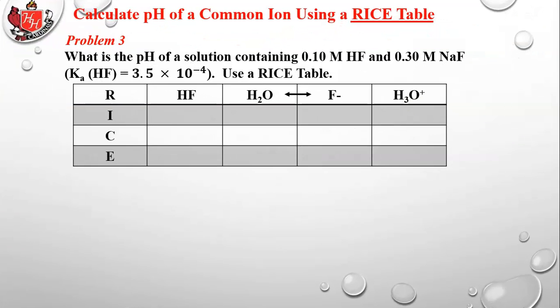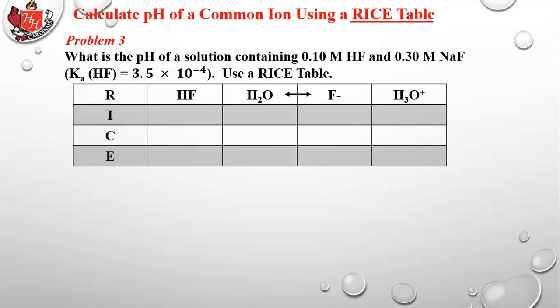Okay, now up at the top it says calculate the pH of a common ion using a Rice table. So here we go. What is the pH of a solution containing 0.1 molar of hydrofluoric acid and 0.3 molar of sodium fluoride? So again, you're given a Ka value, that's the Ka for hydrofluoric acid, and you're going to use a Rice table. So first thing you've got to ask, what happens to sodium fluoride when you put it in water? Again, you go to your solubility rules, and you're going to just assume this is always going to happen when you see something like sodium fluoride, potassium fluoride, that it's going to break off.